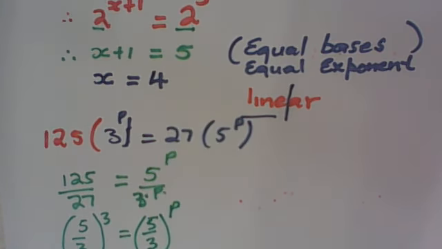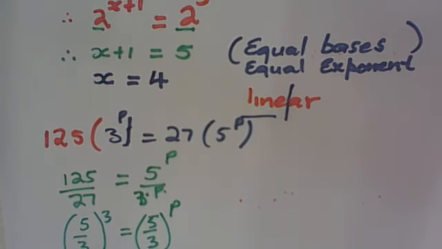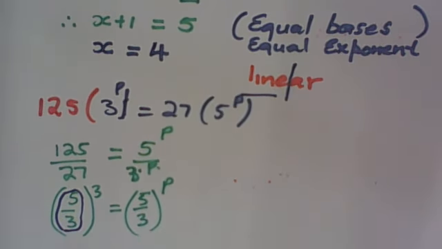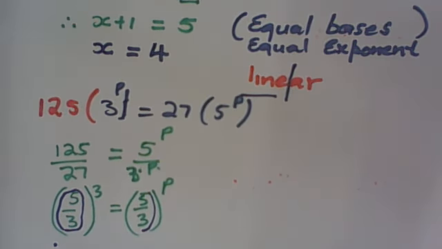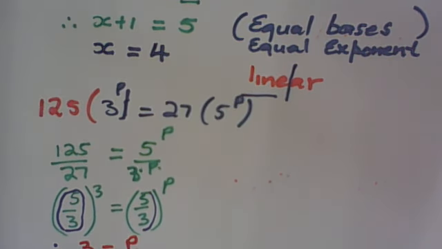Now look at this. What is our base? Here is our base, guys, and again, here is our base. We have the same base. Therefore, what do we conclude? We conclude that 3 is equal to p.